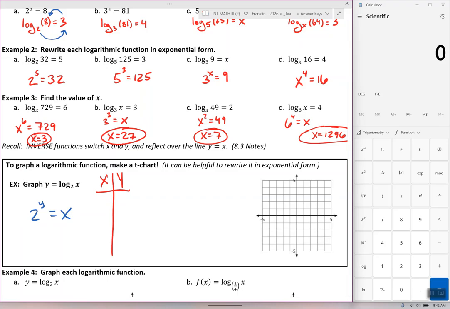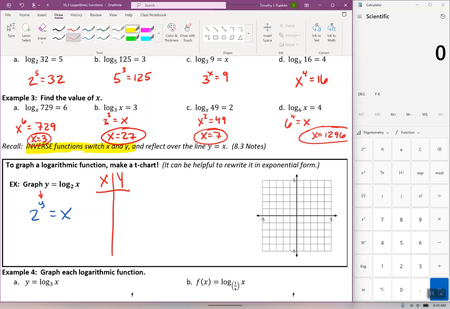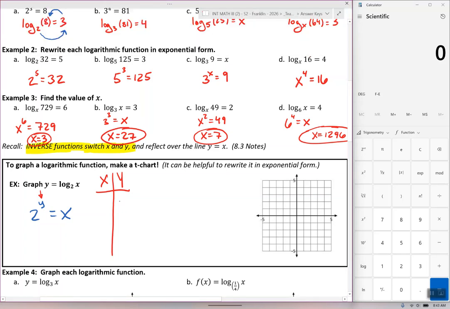But in this case, y is going to be our input because that's what's going to affect our function, and x is our output, which kind of makes sense if you think about it because we are dealing with an inverse function, and those switch x and y. So now we're going to use y as our input. So let's put in some numbers here for y: -1, 0, and 1. We'll start with these. Now let's see what happens.